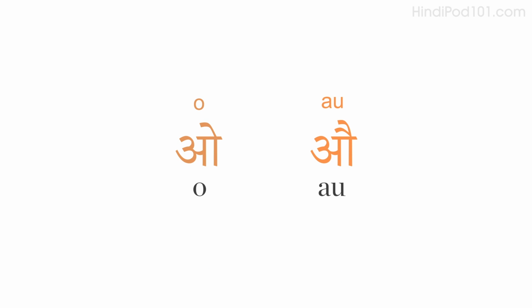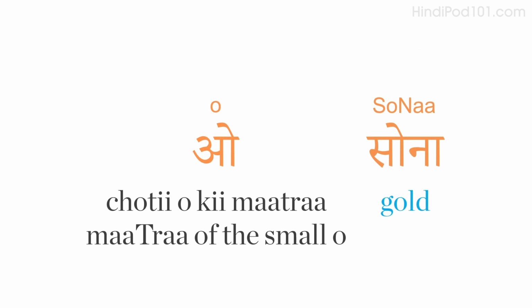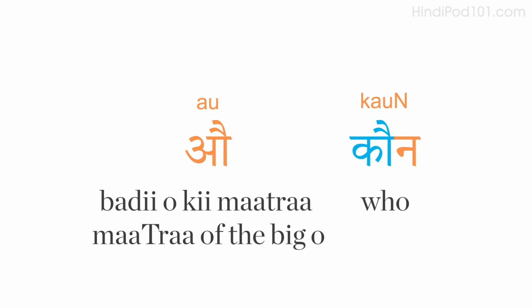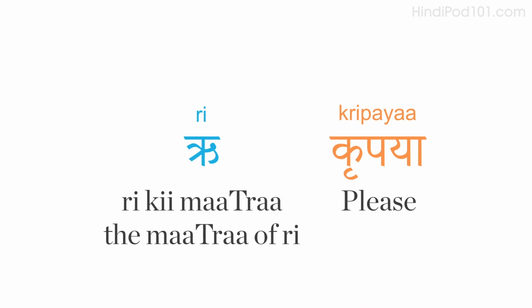Now let's take a look at O and Au. Gold, sona. The matra on the letter S is called the chote o ki matra, or matra of the small o. This matra changes S to so. Who, kaun. The matra on the letter K is called the badi o ki matra, or matra of the big o. This matra modifies the sound of K to ko. The vowel ri appears slightly differently. Let's take a word we learnt in the first lesson. Please, kripya. This matra below the letter K is called the ri ki matra, or the matra of ri.